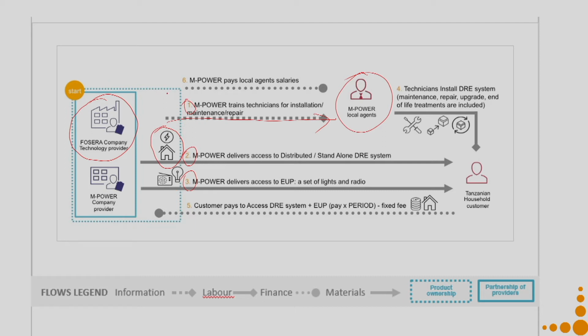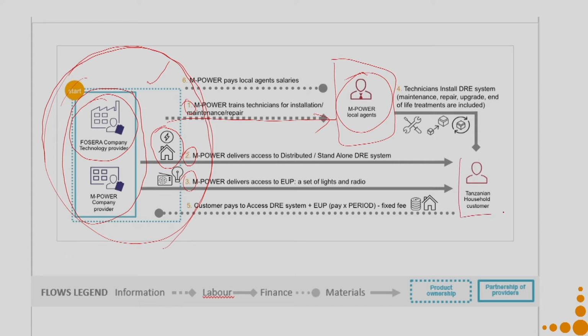In this particular case, because of this dotted line, I know that my product is owned by this group of stakeholders and the partnership of providers. Although this is the full group which is the owner of the product, the partnership of providers is only this much. My ownership of the product could also be somewhere over here, could also be somewhere over here. It depends from system to system.